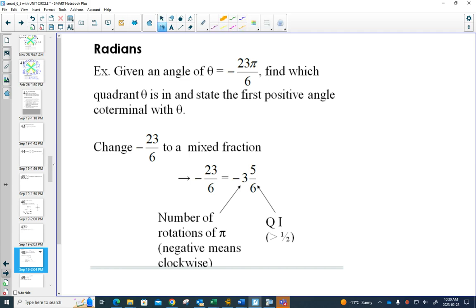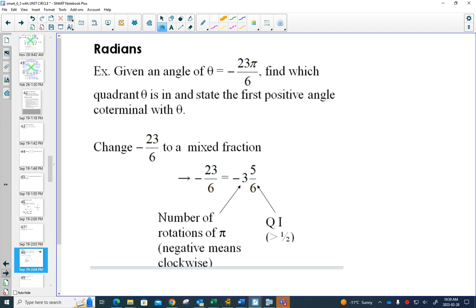We're going to start by changing negative 23 over 6 to a mixed fraction. Do you remember how to change from an improper fraction to a mixed fraction? Like, how many full 6s fit into 23? There would be 3 of them. That would get me to 18, leaving me with 5 more. So negative 23 over 6 is the same as negative 3 and 5/6. And this is what we're going to do with radians. We're going to think in fractions of pi.